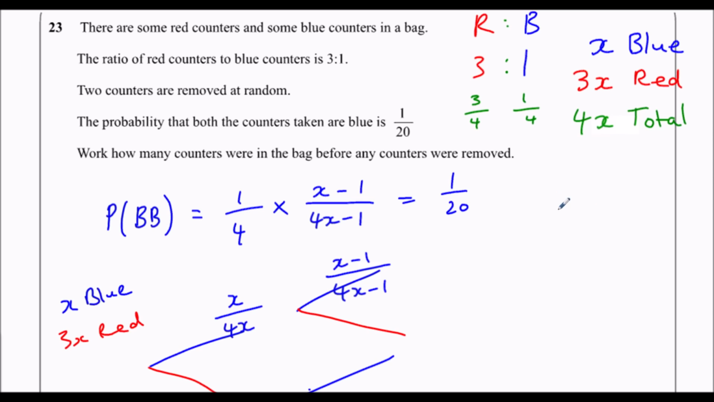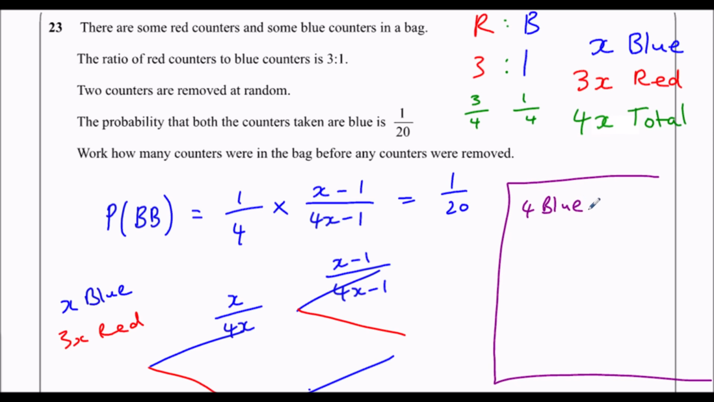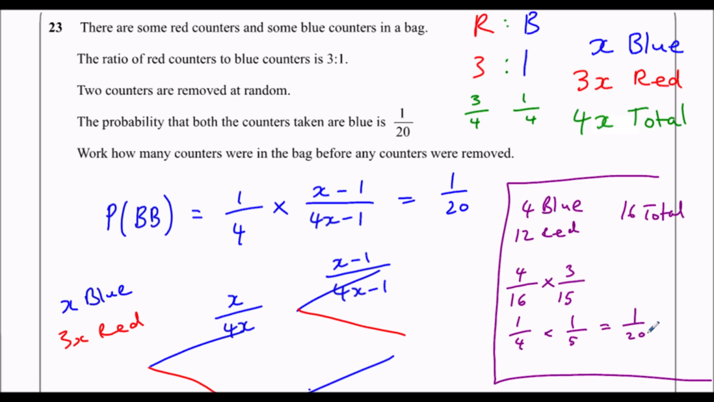So there were 4 blue, 3 times as many red, 12 red, which means there were 16 in total. The probability of getting a blue the first time was 4 out of 16. The second time, take away 1 from the blues, so there are 3 left out of 15 in total. 4/16 times 3/15, well, that simplifies to 1/4 times 1/5, which is 1/20.